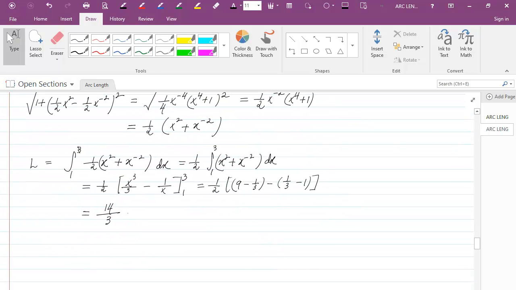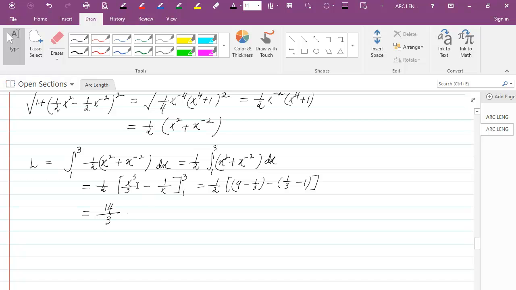So the integral from 1 to 3 of half x squared plus x to the -2 dx is equal to, take the half out, the integral from 1 to 3 of x squared plus x to the -2 dx, and then the antiderivative of x squared is x to the 3/3, and the antiderivative of x to the -2 would be minus x to the -1, which is 1/x, and then plug in 3 and 1 and subtract.